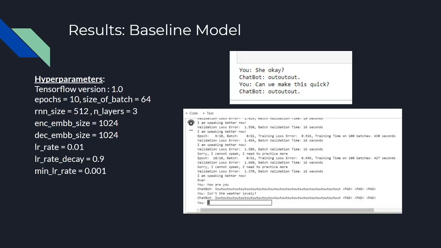Here, as we can observe, no matter what the input, the output always seemed constant. Training this model consumed around 4 to 5 hours on Google Colab GPU. When we gave "issue OK", the chatbot returned "out". With a different question, the answer was the same. "How are you?" It gave us "out" and the padded sequence. "Isn't the weather lovely?" There was a similar answer for this.